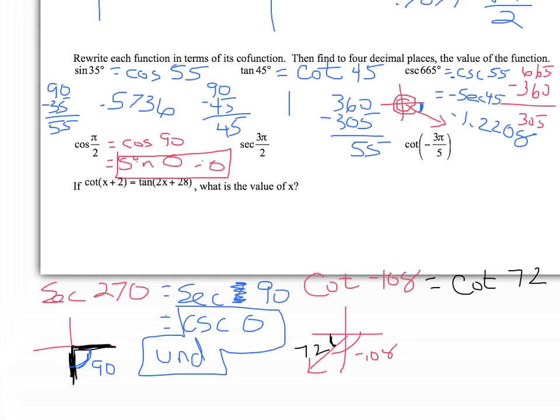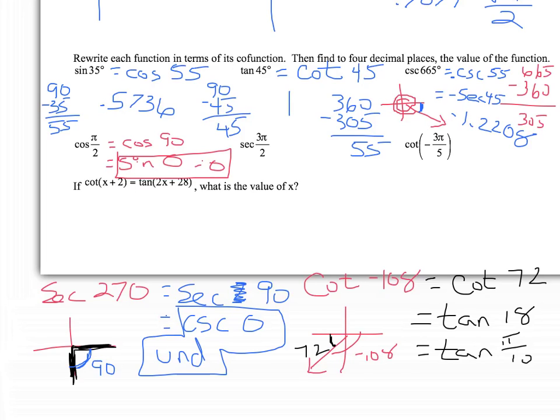I type it in my calculator and it's true, so I don't need to stick a negative on it. Go straight to cofunctions. The cofunction of cotangent is tangent. 72 plus 18 is 90. 18 degrees as a radian value: take 18 and divide by 180, change it to a fraction. You get 1/10, so pi over 10.